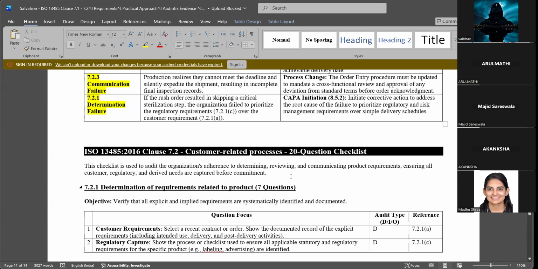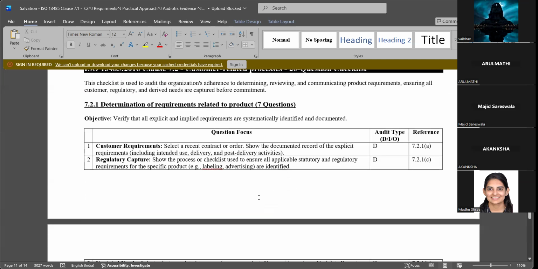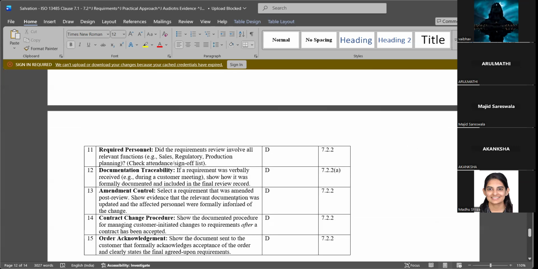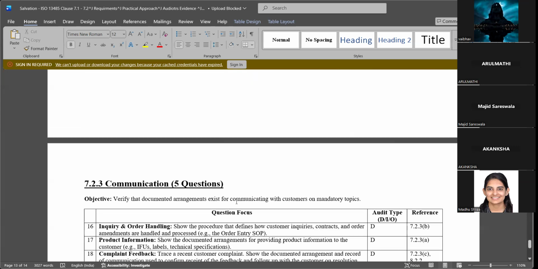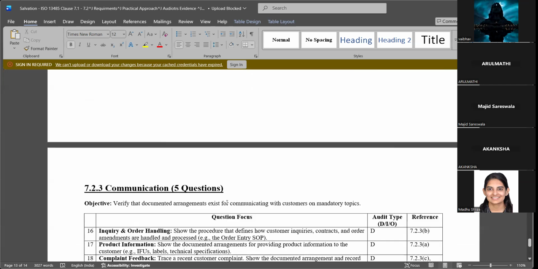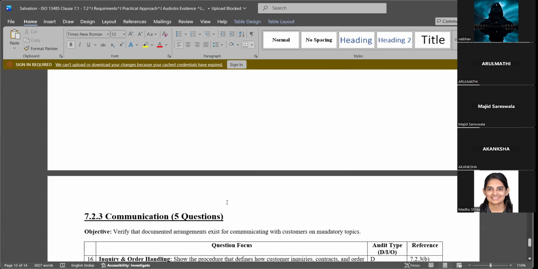Okay, these are customer related processes, questions, which I'll be sharing with you. This is 7.1, 7.2, and their subclauses.